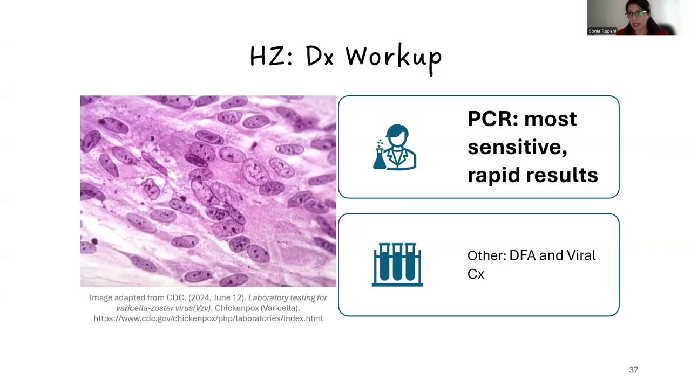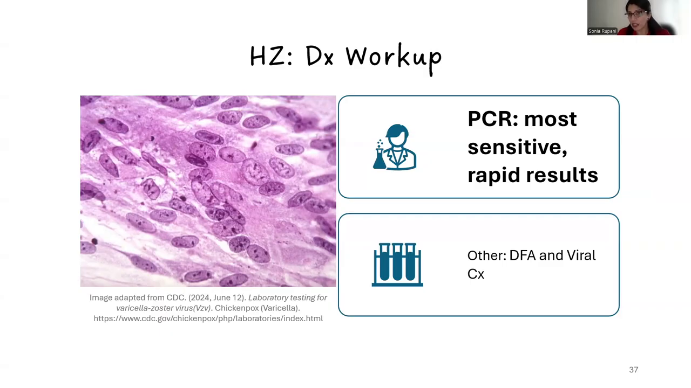You can have the results in a day or less than a day, and it is very sensitive. We can use samples from lesions that are crusted versus fresh blisters. It doesn't matter. It does not affect the sensitivity.